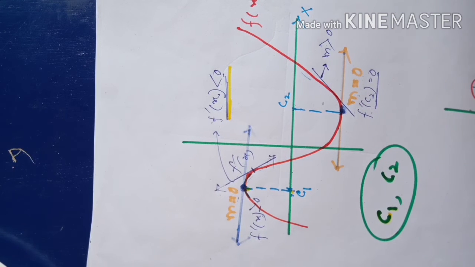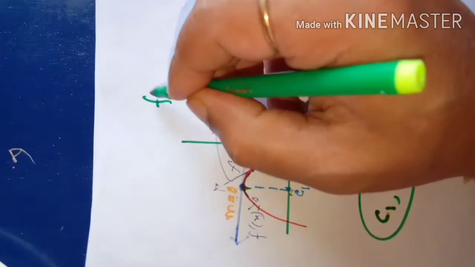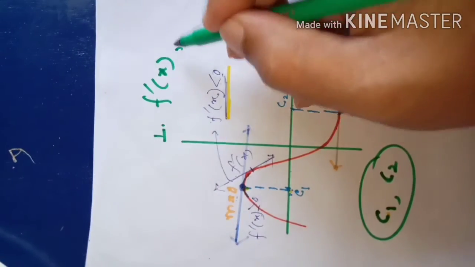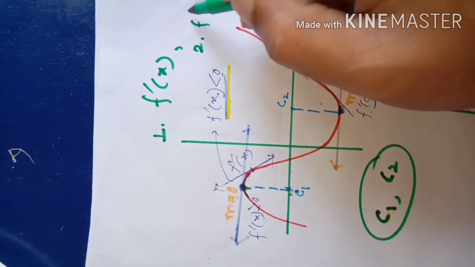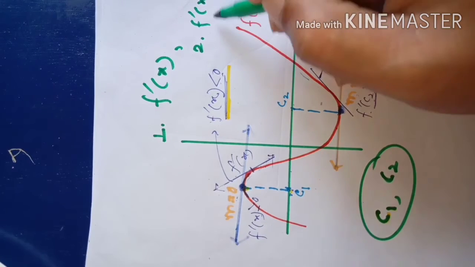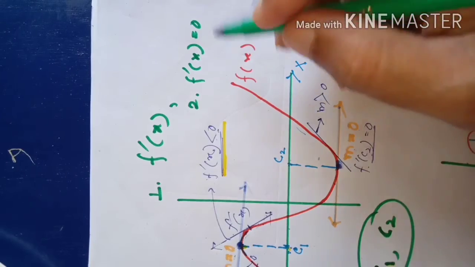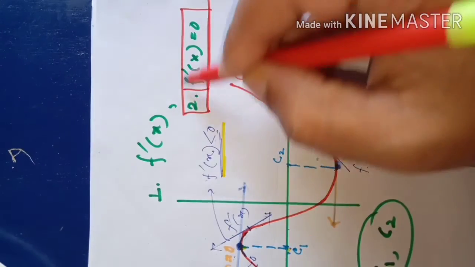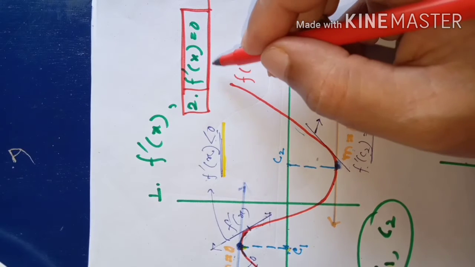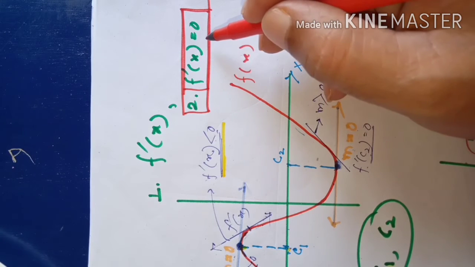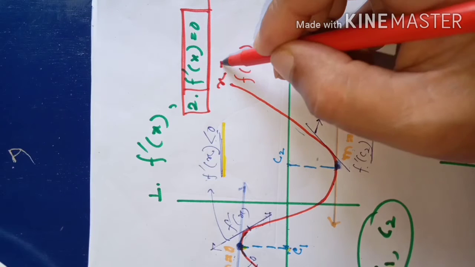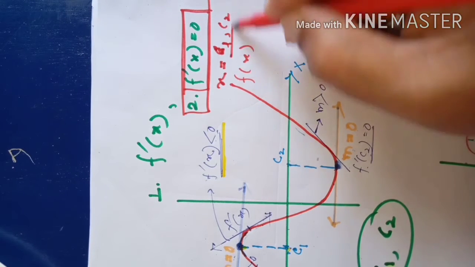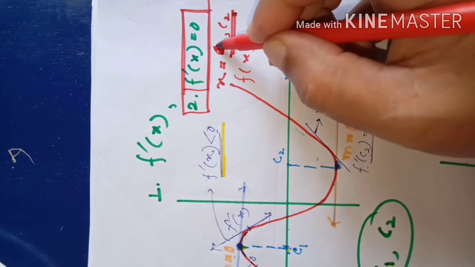How to find out these points? Just take the derivative of the function. First step will be to take the derivative of the function. Second step, you equate the derivative of the function with 0 to know the zeros of the derivative. You write this function equal to 0, so that you will know for which values of x the derivative is 0. Those values of x, suppose x gives you C1 or C2, all these will be called turning points.